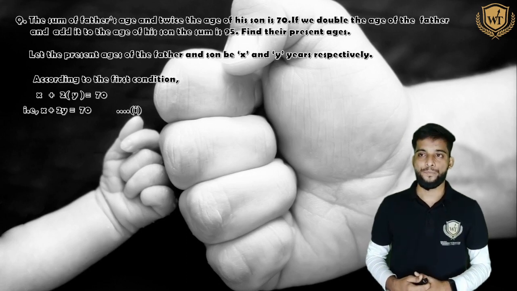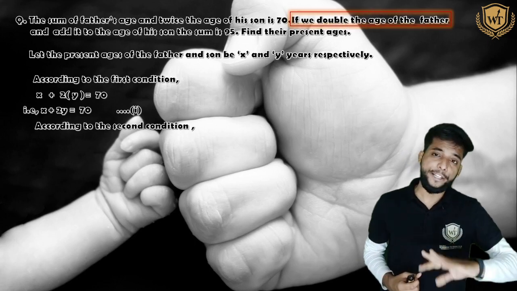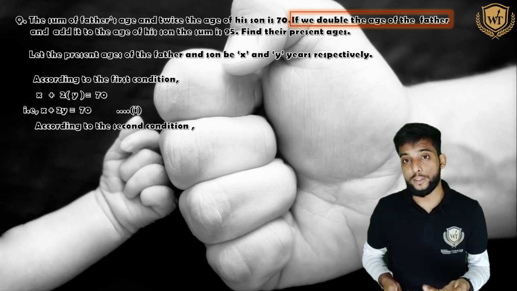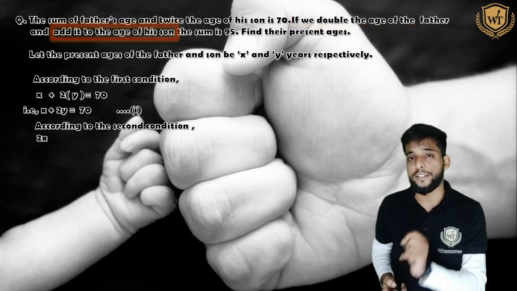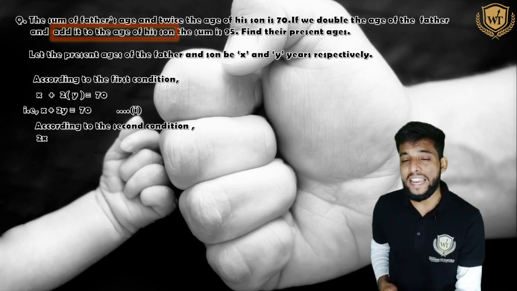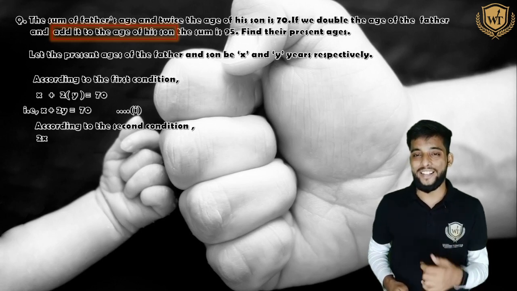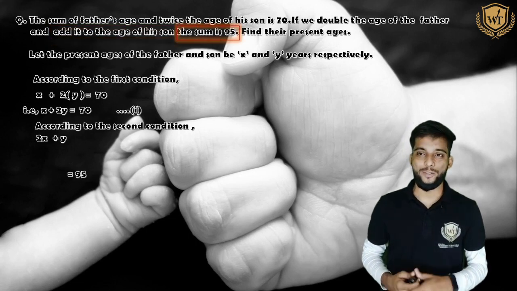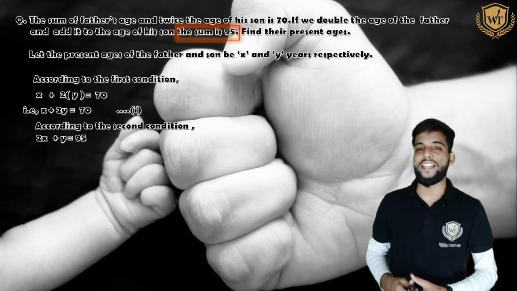Equation number 1. Let us focus on the second condition, students. The second condition says if we double the age of the father. Father's age was x. Doubled, it will become 2x. Perfect, students. And add it to the age of his son. Add it means plus will come, to the age of his son. Plus age of son, what was it? y, right? So 2x plus y, the sum is equal to 95. So we have the second equation over here: 2x plus y equals 95.